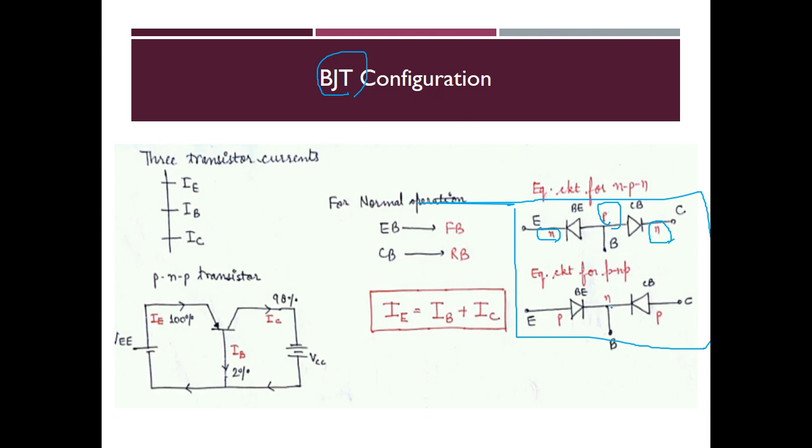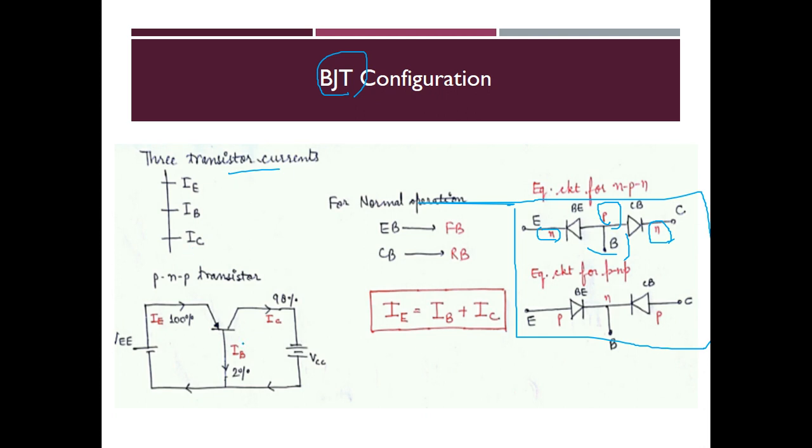Similarly, a PNP transistor can be formed by connecting two diodes in the reverse. So this is a PNP transistor. The center part is always taken as the base, the left hand side is the emitter, and the right hand side is the collector. So the three terminals are emitter, base, and collector. The three transistor currents are emitter current, base current, and collector current.